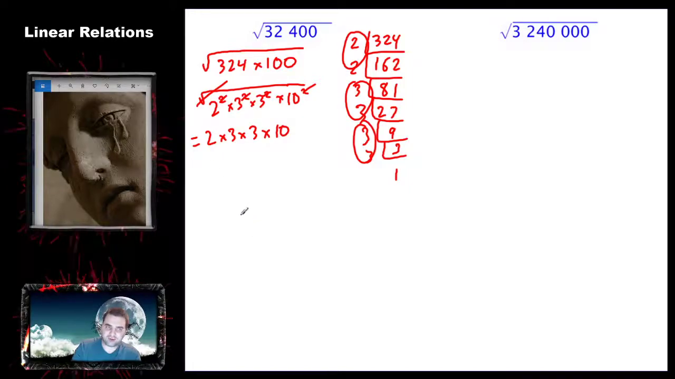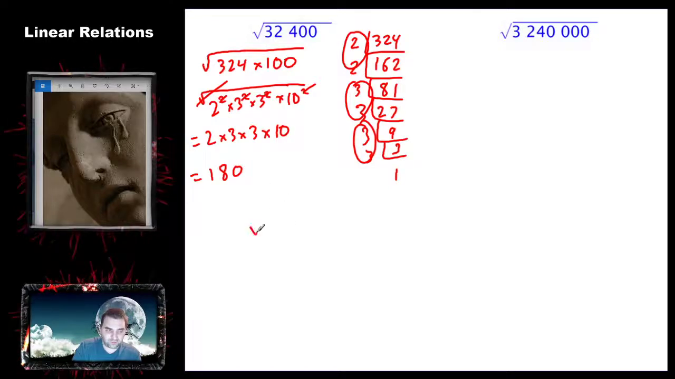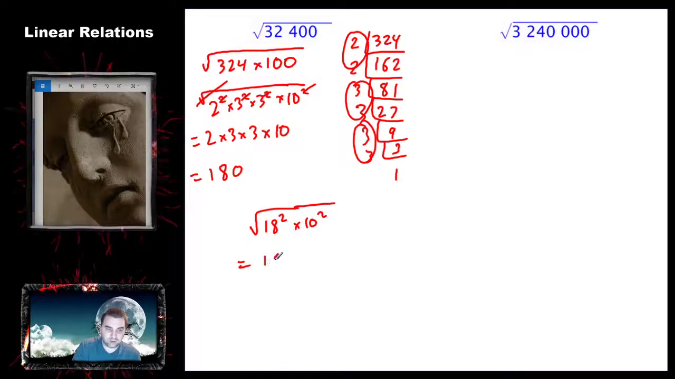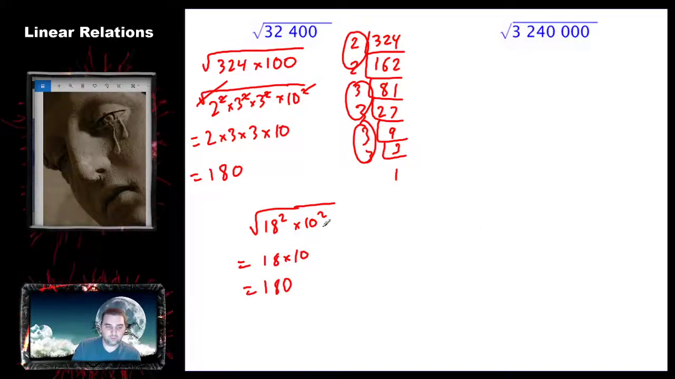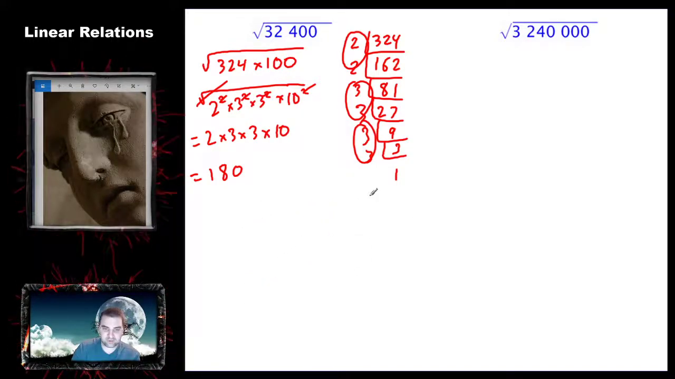So if I had actually known that from the start, instead of doing all this work, I could have gotten to the same answer just by saying, well, 18 squared times 10 squared is equal to 18 times 10 is equal to 180. I would have gotten it that way. Much simpler. So memorizing squares, definitely a bonus.